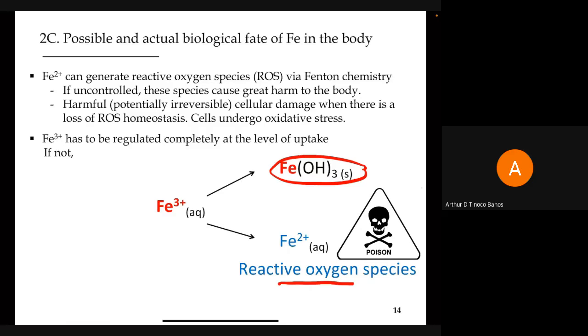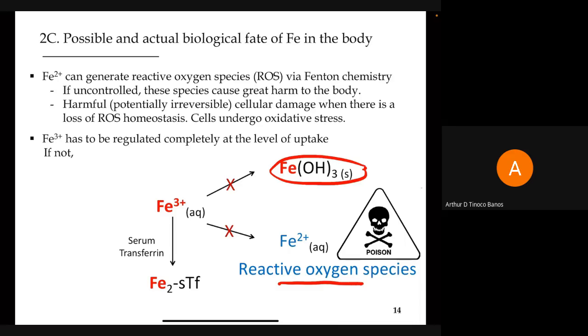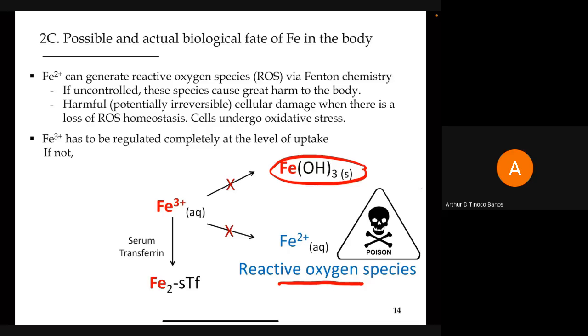Then that would lead to an uncontrolled regulation of that metal, generating ROS species, okay, even reactive nitrogen species, which can be, if again uncontrolled, quite harmful to the body. But as it turns out, our body has a molecular mechanism in place to be able to control what happens to that iron that's released. And so upon release, this protein, serum transferrin, will capture that metal.